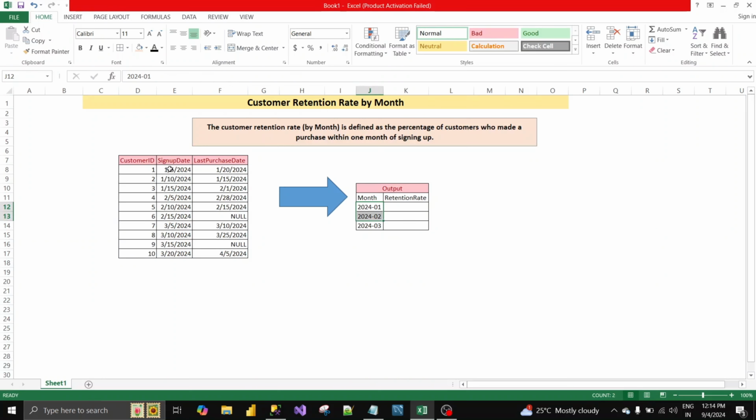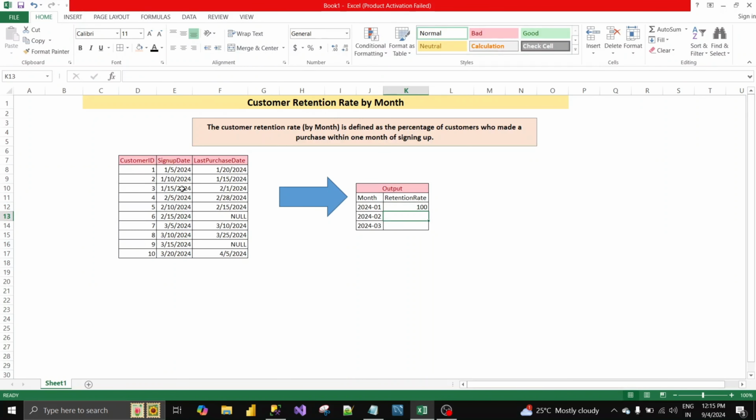For January, if you see here, three customers signed up during the January month, and all of them purchased within the same month. You are seeing 1st February, but 1st February lies within the same month. Meaning if you calculate 30 days after the 15th January, it will be in the same month. So three customers signed up and three purchased. So here the retention rate will be 100%.